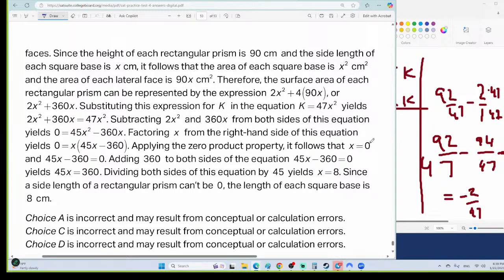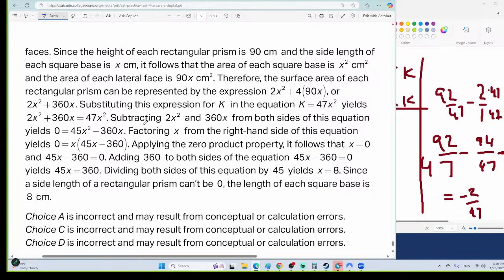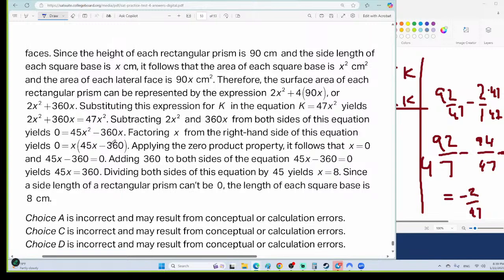This is like an Olympic level problem. Why is this an SAT question? Yeah, that's insane.